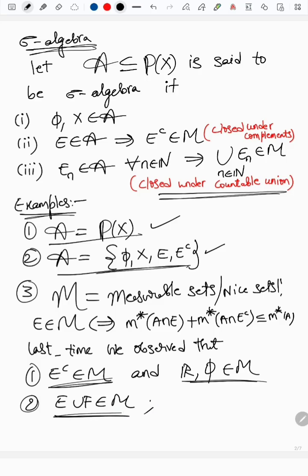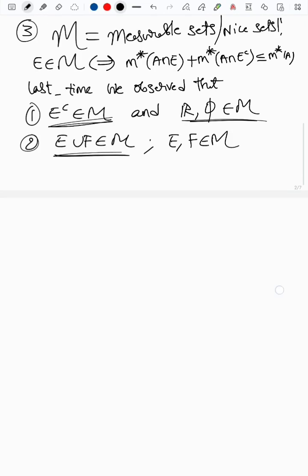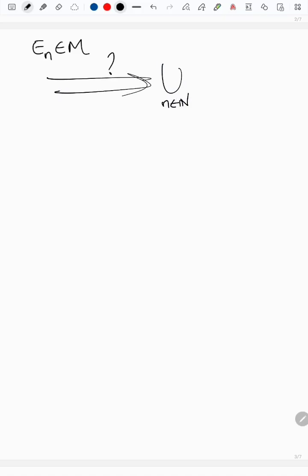We also showed that it is closed under finite unions. Since it is closed under finite unions, our main goal now is to show that it is closed under countable unions. So if the E n's belong to M, does it imply the union of E n belongs to M? That's our goal.